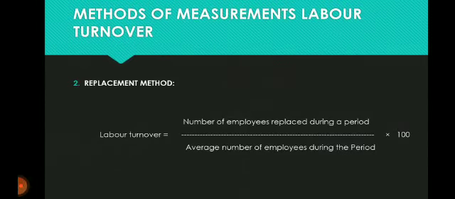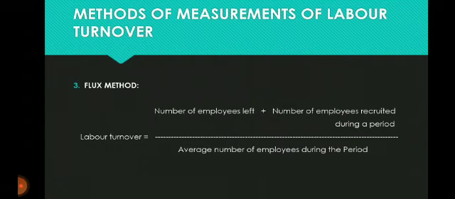Second, replacement method. The number of employees recruited as replacement during a period is taken as the basis for calculation. Labor turnover is equal to number of employees replaced during a period by average number of employees during a period into 100.